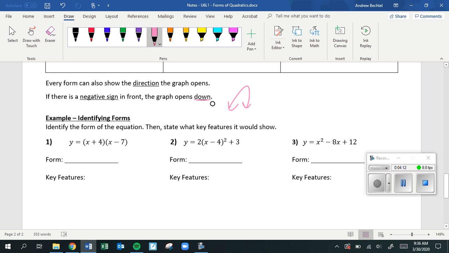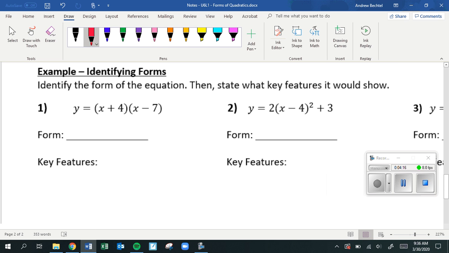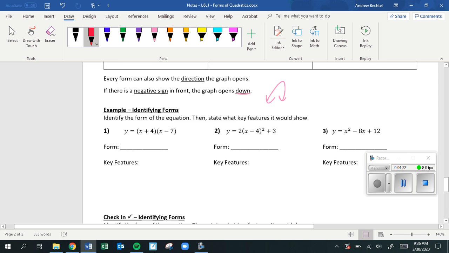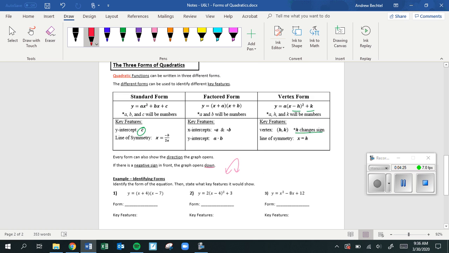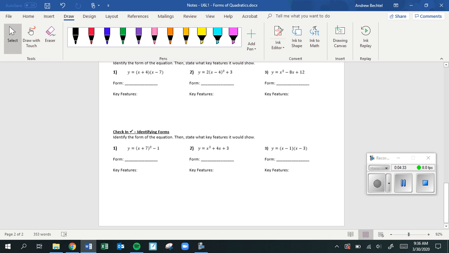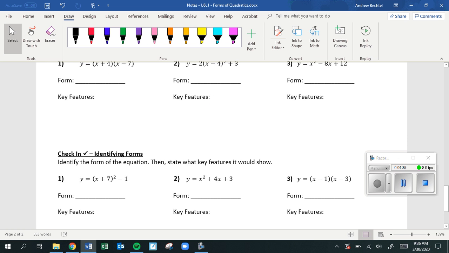So let's take a look at these different equations here and try to identify the form for each one, and then state what key feature it would show. I'm not going to use the table above, simply because I'm giving instruction, but I encourage you to zoom out and look at this table here as a reference, especially as you're working on your own. I'm going to do 3 examples, and then you have a check-in down below that you'll complete.